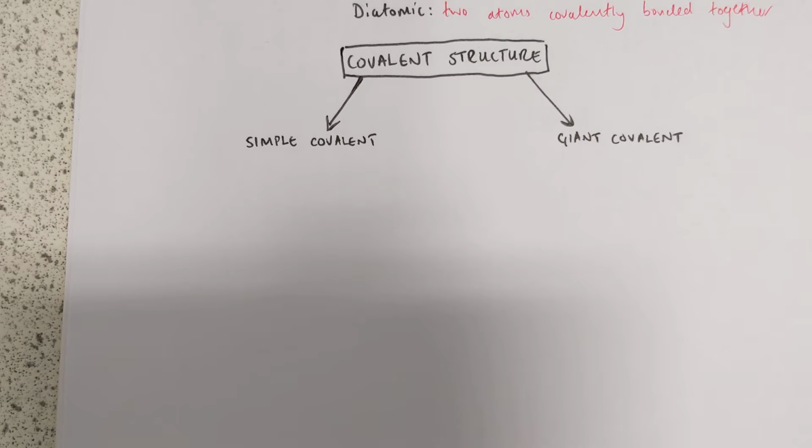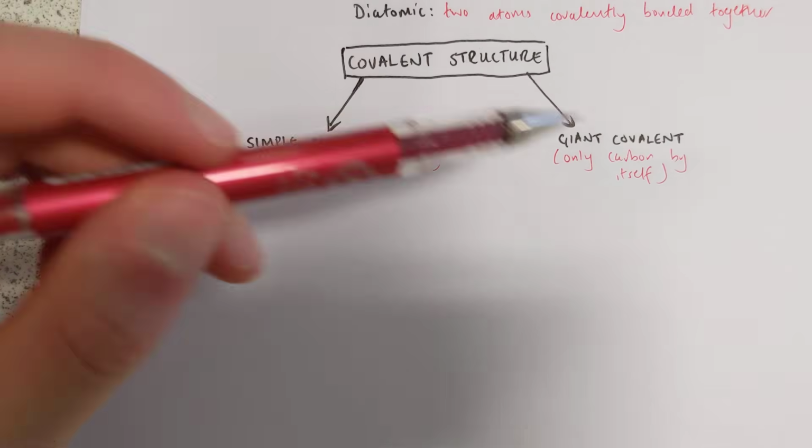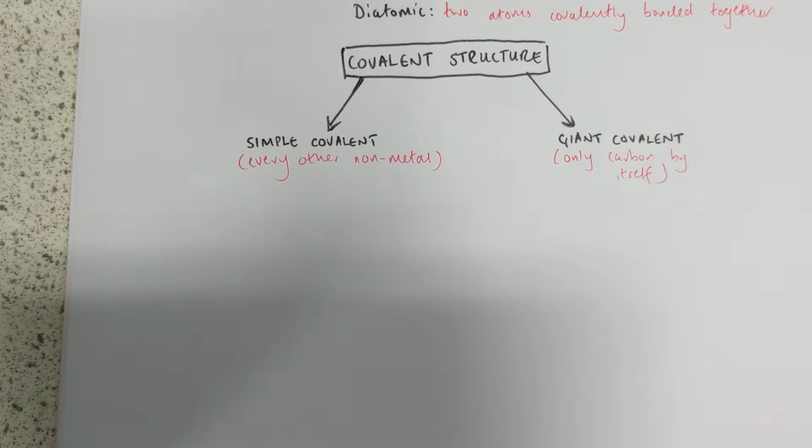You will see giant covalent structures for only one element by itself, and that is carbon. So if you're asking the question about carbon, it's going to be giant covalent structure. Simple covalent will cover pretty much every other type of covalent bonding. So most things will be simple covalent, but carbon is the wee exception. It does giant covalent bonding, which we'll look at in a second.